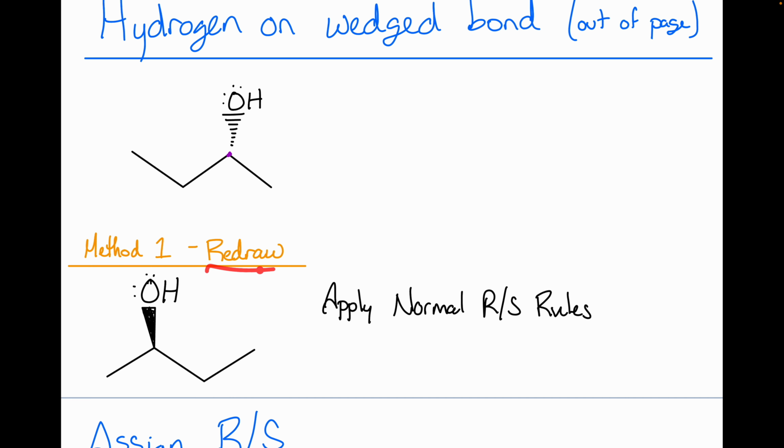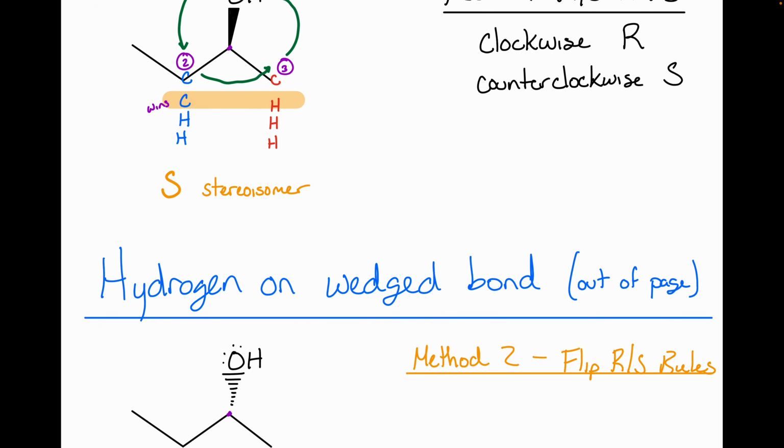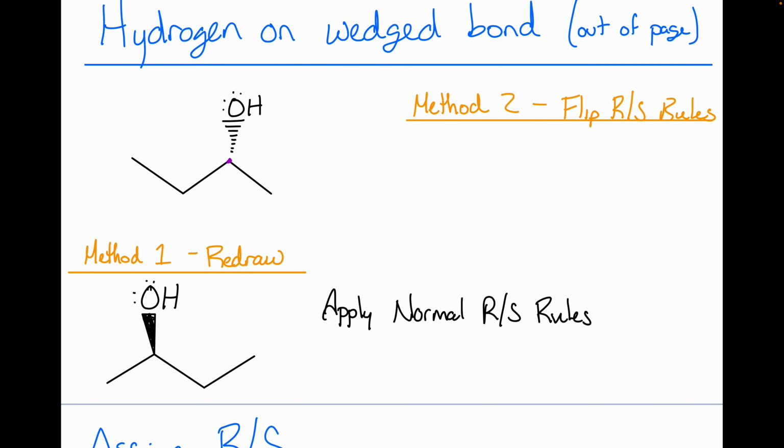So since this redraw thing right here is kind of tough, I prefer method 2, which is to keep my molecule exactly as it is here, but now we're going to flip our RS rules. So instead of using my normal rules, I'm now going to flip my RS rules such that now clockwise is S, and counterclockwise is R.